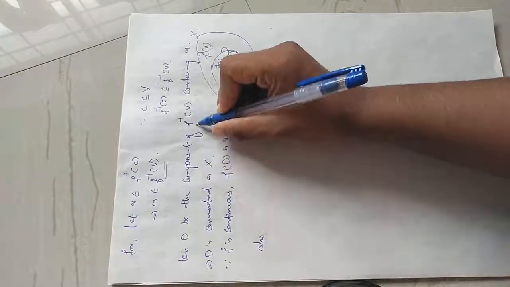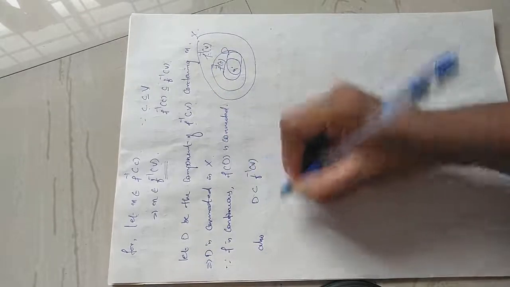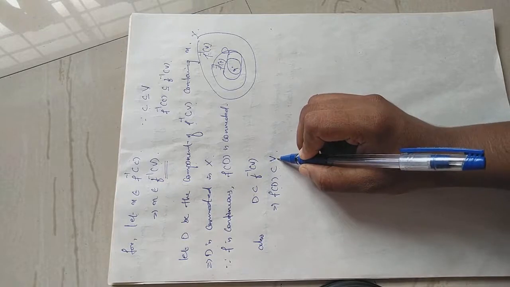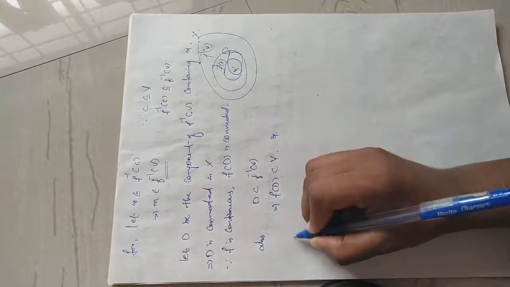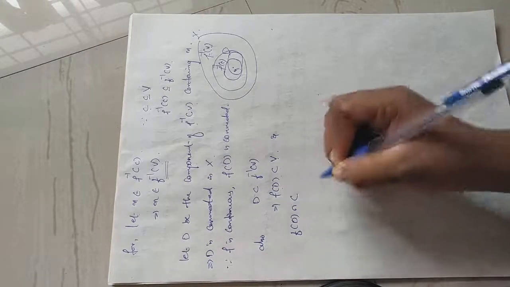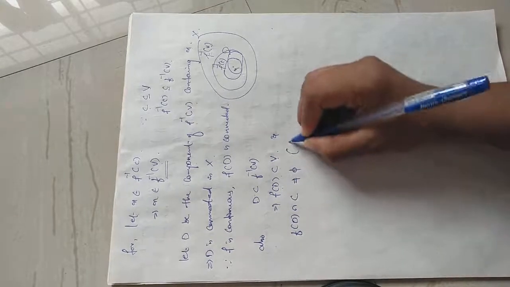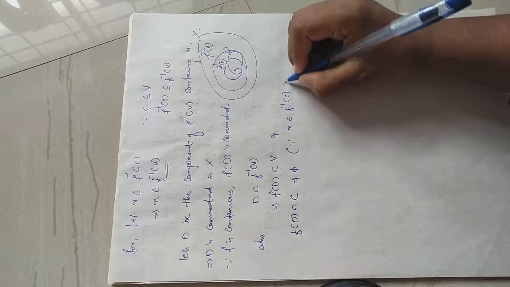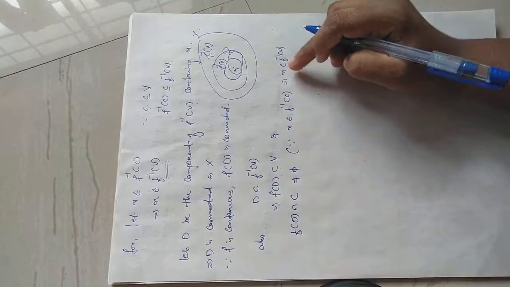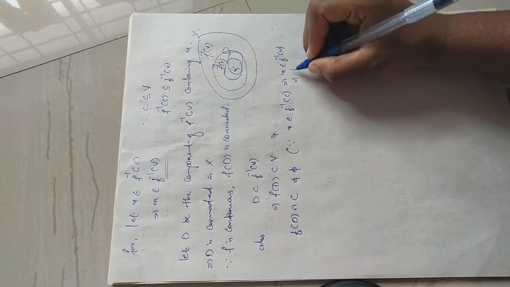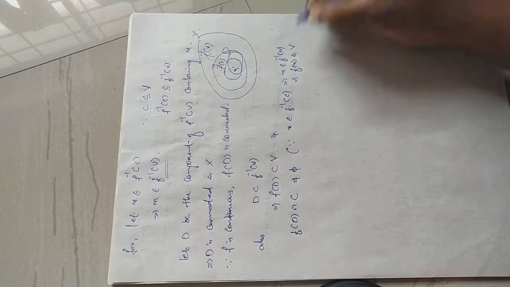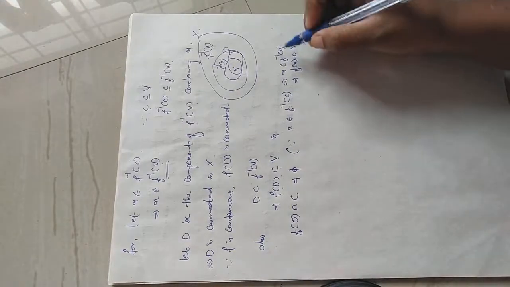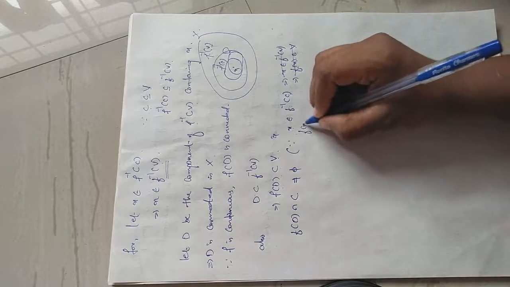Also, since D is a component of f inverse of V, D will be contained in f inverse of V. Which implies f of D is contained in V, right? Also, what is f of D intersection C? I can say that it is clearly non-empty because we have the point x belonging to f inverse of C, which implies x belongs to f inverse of V. So f of x belongs to V. And since x belongs to f inverse of C, f of x is a point belonging to C, right?